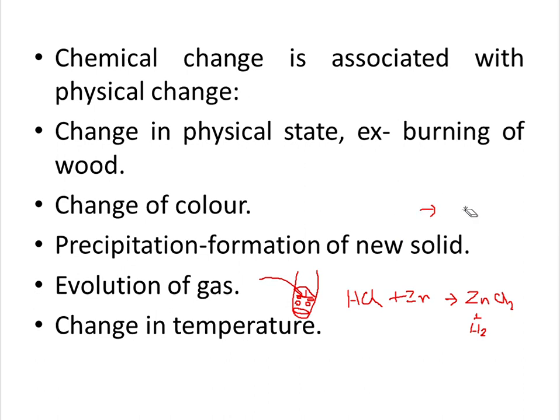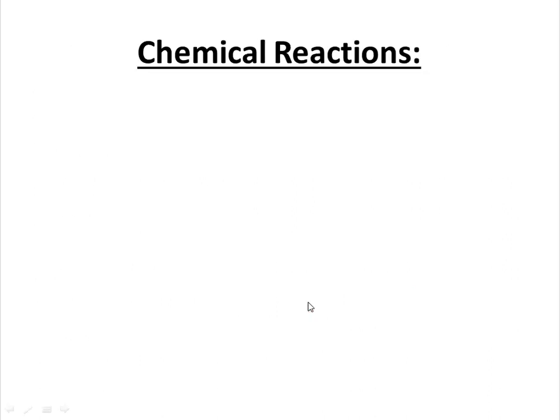Now let's move on to chemical reactions. So what is a chemical reaction? A chemical change can be represented by a chemical reaction because a new substance is formed. So how can we write it? We can write it like this: A is converted into B, right? So this A is the reactant and B is the product, right?